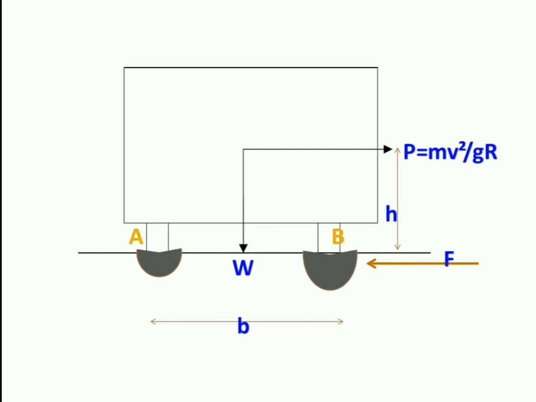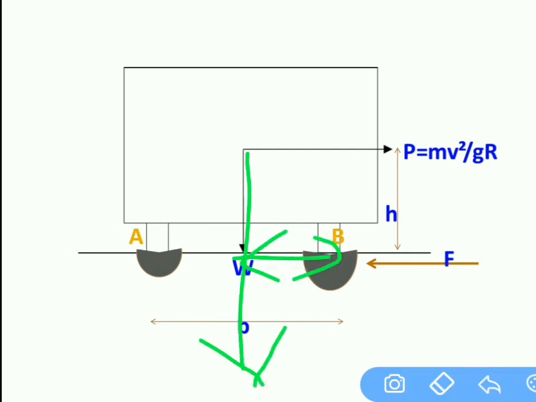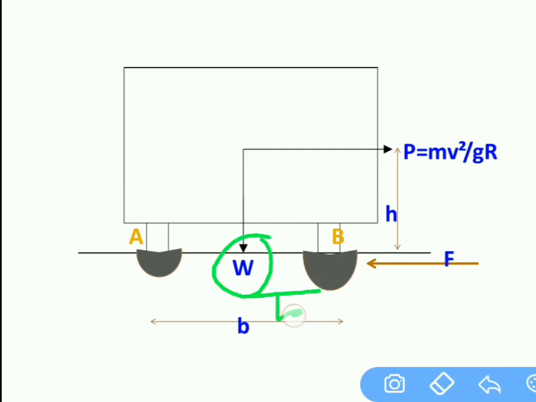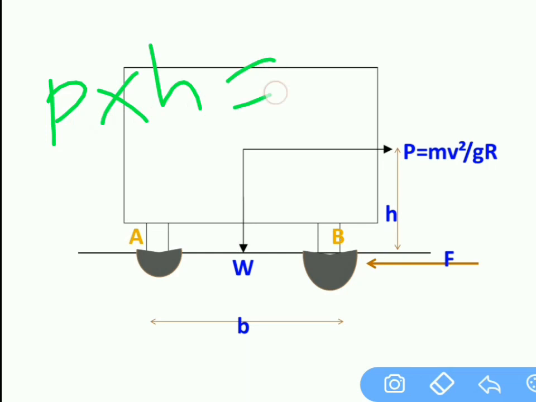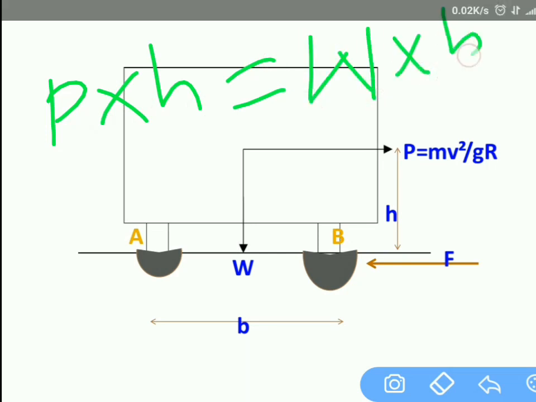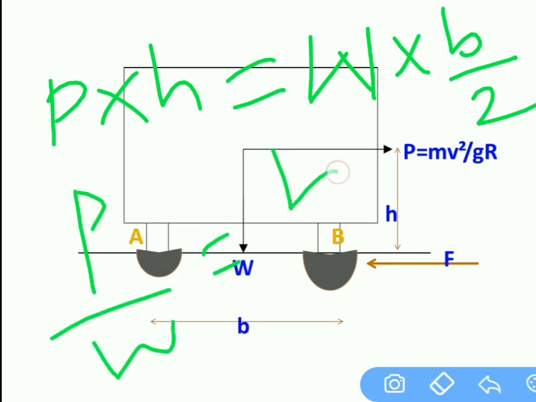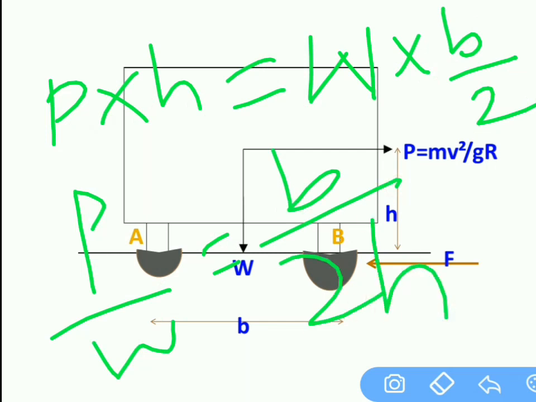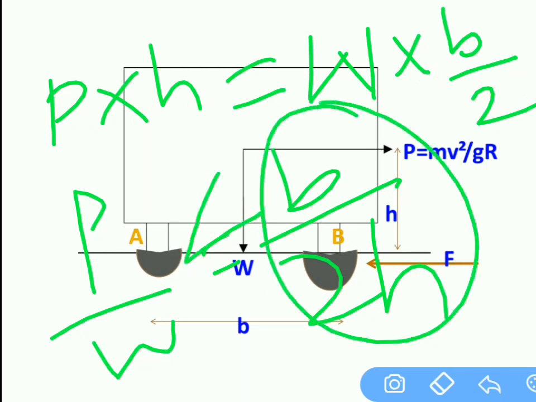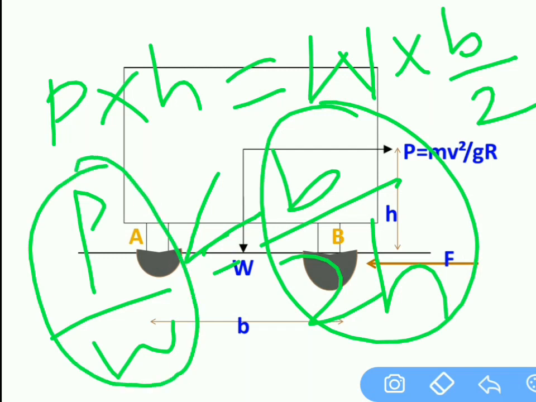Next, what about this force, the self weight of the vehicle? Self weight acts like this. If the total width is B, then this distance is B by 2. The moment value is force into distance: force is W, distance is B by 2. If I take the equilibrium condition, then P into H is equal to W into B by 2. So P by W is equal to B by 2H. If I want to be safe against overturning, the B by 2H value must be more and the P by W value must be less. P by W is also known as the centrifugal ratio or impact ratio.